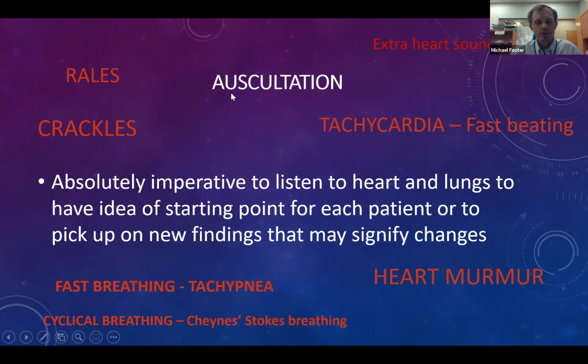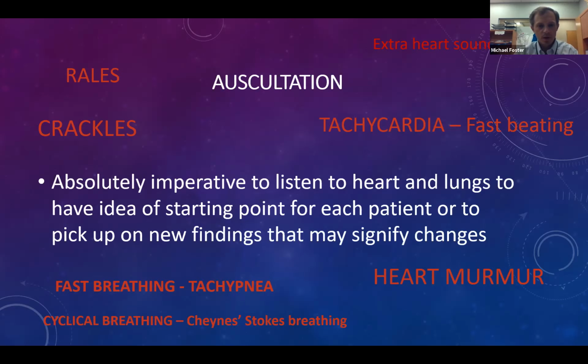Auscultation, or the use of the stethoscope to listen to the heart and the lungs, is also essential. A good physician should listen to your heart and your lungs to establish a baseline and to pick up on any new findings. They may say they hear crackles, which are sandpaper-like sounds within your lungs due to fluid within the lung space. That's also referred to as rales by some physicians.